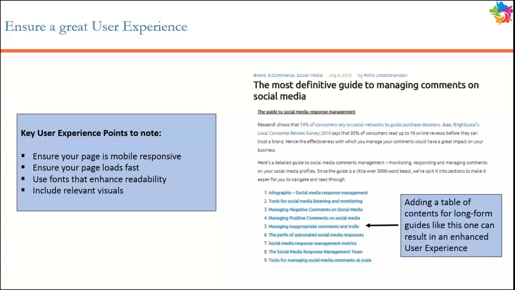This is an example here of a blog where this is a massive blog. It's called The Most Definitive Guide to Managing Comments on Social Media. And it's maybe around 3,000 words, I guess. So this is an example of improving user experience. There's a table of contents that we added for long form guides. It makes sense. Easier for the user. You can just choose which part of the guide you want to go to. It's like a mini ebook. You have chapters. You tell the user, just pick which chapter you want to go to and you can go there.